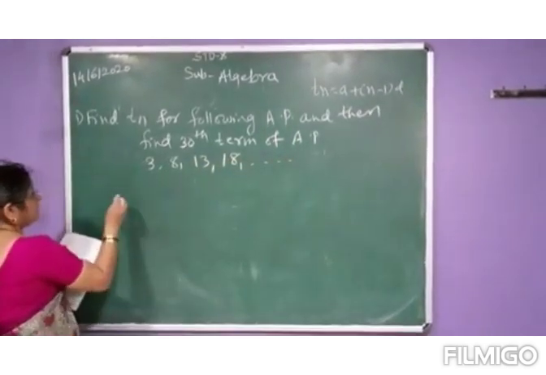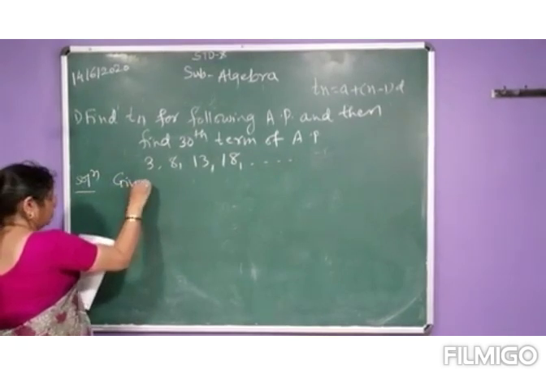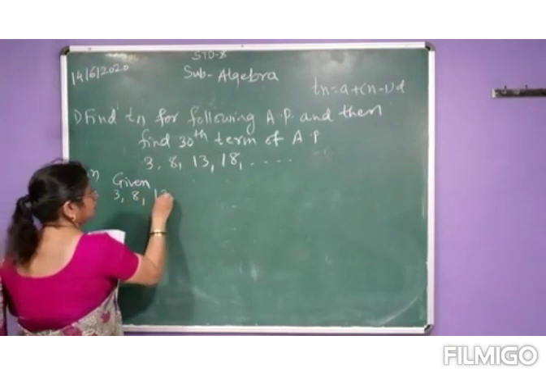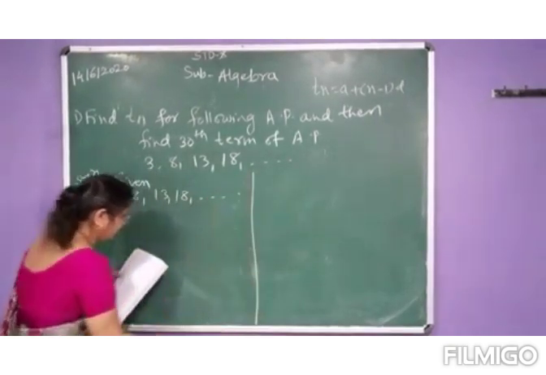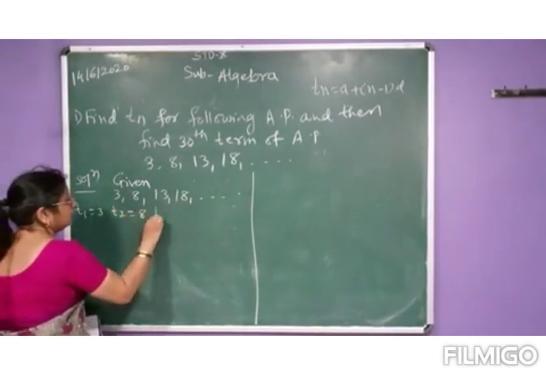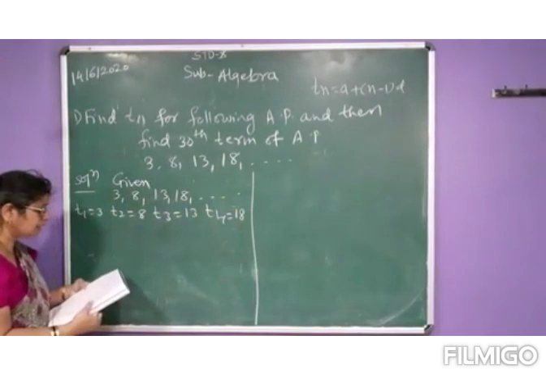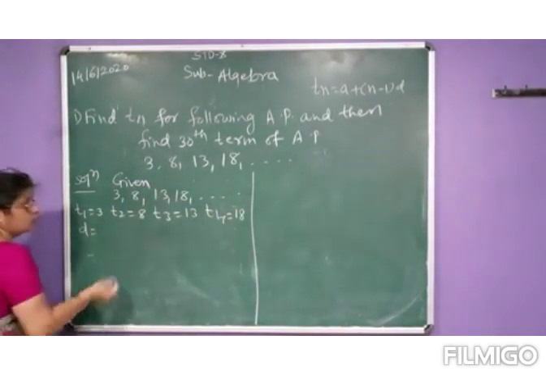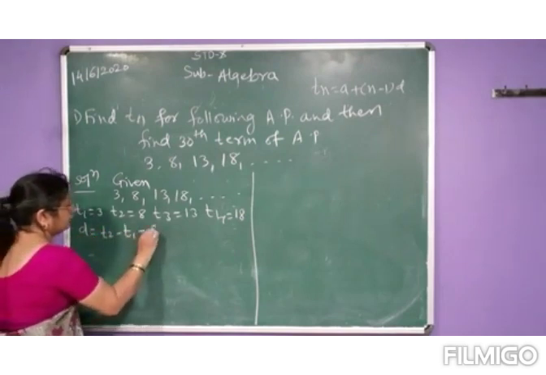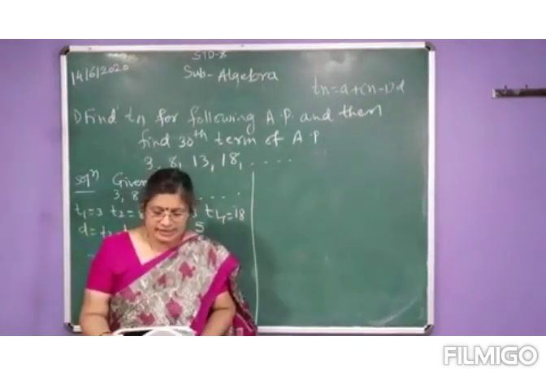Now here, first we will always write down what is given in the question. Whenever you solve, you have to write down what is given. So first we write given AP. Given AP is 3, 8, 13, 18. Now here T1 is 3, T2 is 8, T3 is 13, T4 is 18. Correct? Then we will find T2 minus T1, that is the common difference. So 8 minus 3, that is 5. What you got here is D as 5.